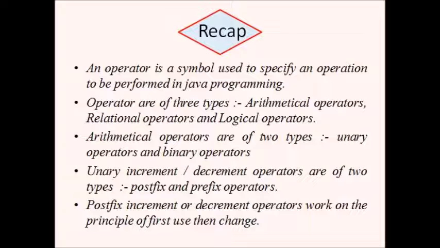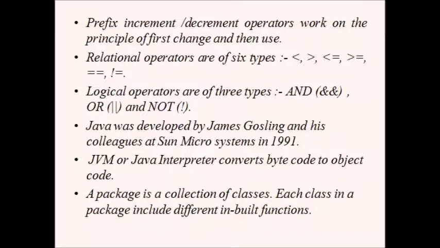an operator is a symbol used to specify an operation to be performed in Java programming. Operators are of 3 types: arithmetical operators, relational operators, and logical operators. Arithmetical operators are of 2 types: unary and binary operators. Unary increment or decrement operators are of 2 types: postfix and prefix operators. Postfix increment or decrement operator works on the principle of first use, then change. The prefix increment or decrement operator works on the principle of first change and then use.